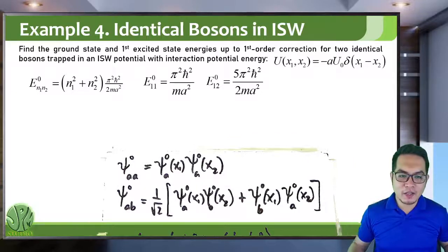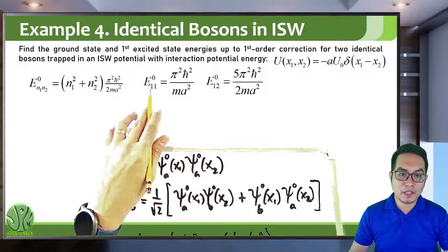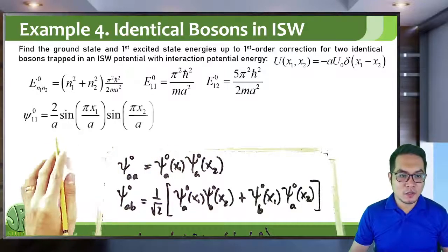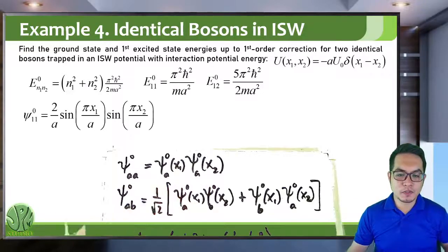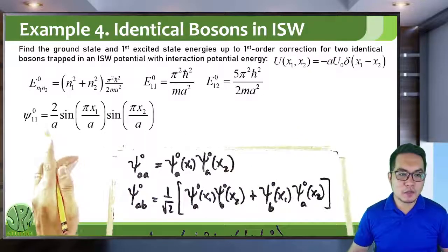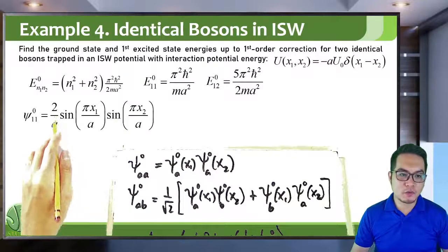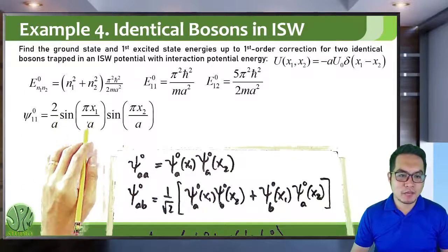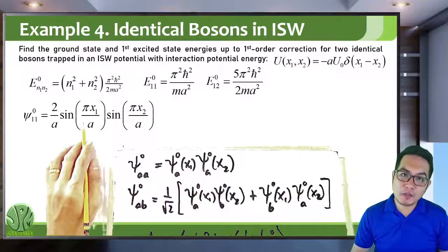So from here, for the ground state energy, both particles are in psi 1. So you'll just get this one. You have square root of 2 over a, two times, so you will just get 2 over a, sine pi x1 over a, sine pi x2 over a. So this is now the unperturbed ground state.